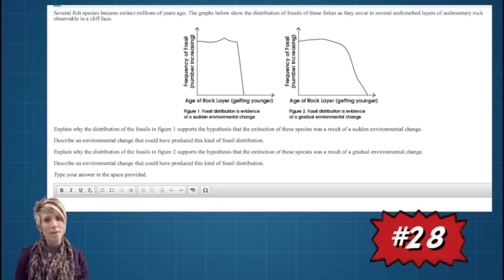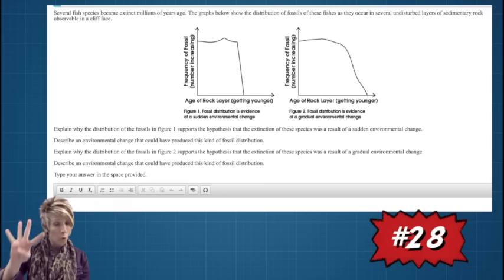On the second one, it says explain why the distribution of fossils in figure two supports the hypothesis that the extinction of the species was a result of gradual environmental change. And then again for that one, describe an environmental change that could have produced this kind of fossil distribution. What's something that could have caused that gradual change? There are four parts to this question, okay? Make sure you answer it all before you go on to the next one.